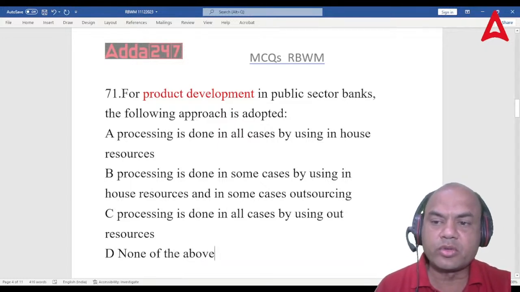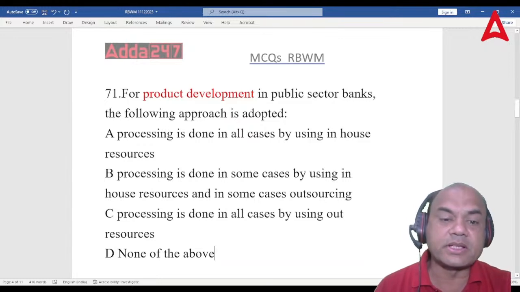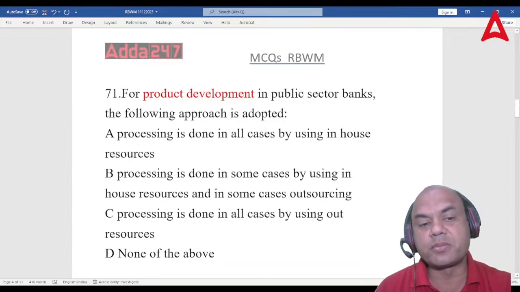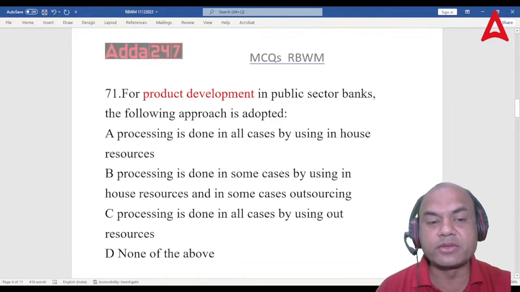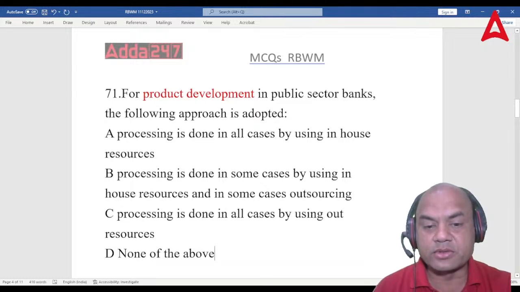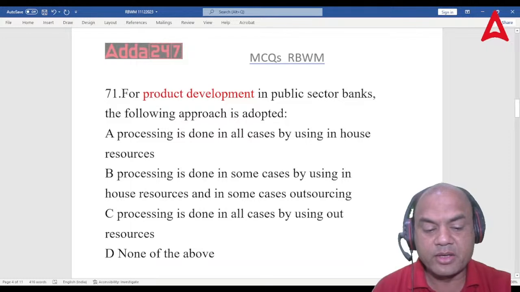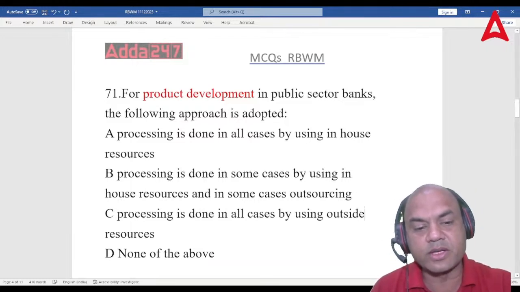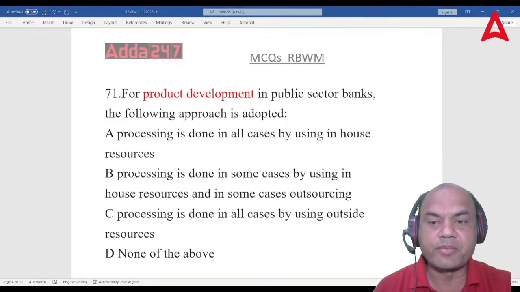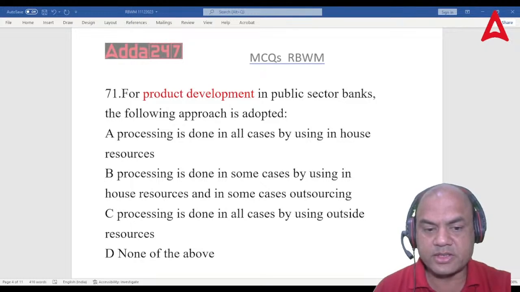So product development in public sector banks, the following approach is adopted. Processing is done in all cases by using in-house resources, so completely in-house, or partial in-house and partial outsourcing, or processing is done in all cases by using outside resources. Out means outside resources. So what is the true answer over here? What do you think?